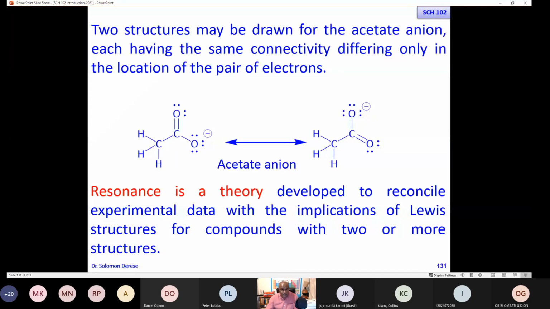But if you have a situation where we fail to adequately represent the structure of a molecule by a single structure, now the Lewis theory is not going to apply. It is not going to explain what is observed experimentally. So to reconcile the Lewis theory with experimental facts, a new theory is developed, and this new theory is called resonance.